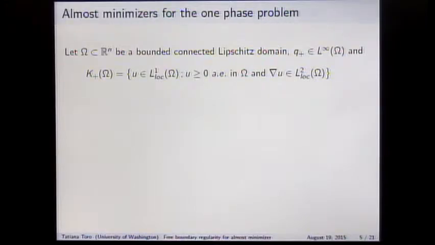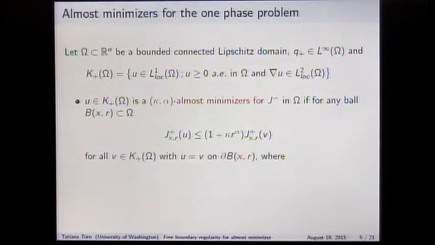So it's very similar. My class of functions, the K class, is very similar, except that I'm assuming my function is greater or equal than 0 almost everywhere. And I look at the following thing. I'm going to say that u in K plus is a kappa alpha almost minimizer for J plus if for any ball included in here, J plus of x, r, I'll tell you who that is, that's the integral over only the unit ball, on the little ball, of the gradient of v squared plus the Q plus part, is bounded by 1 plus kappa r to the alpha J plus of x, r, v.